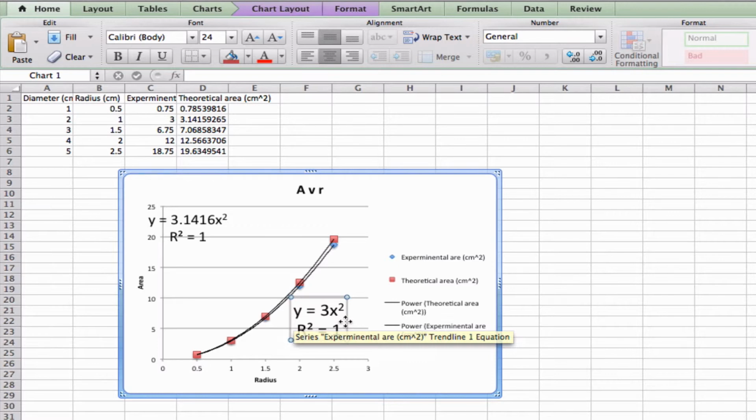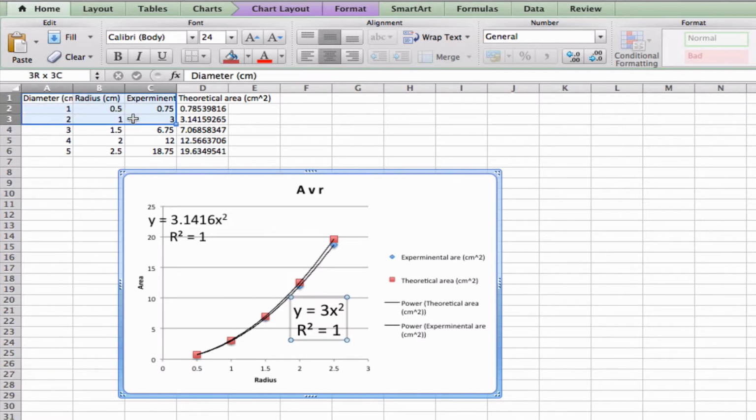What's the difference? The difference is that my value of pi, that proportionality constant between area and radius squared, I got as 3. It's not 3, it's 3.14, and so forth. It's pi. But this is pretty good. This isn't bad. So now I want to put this into Microsoft Word.